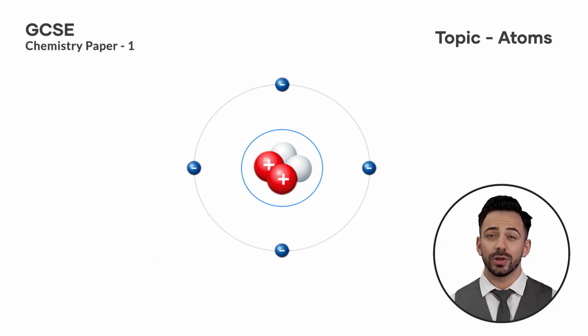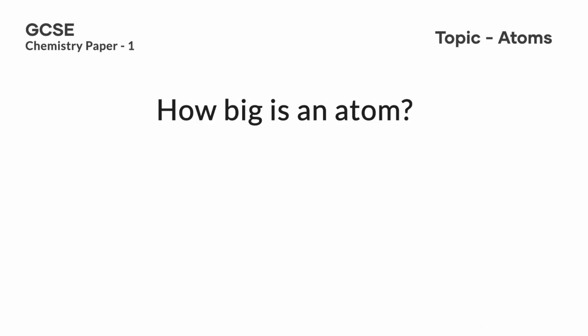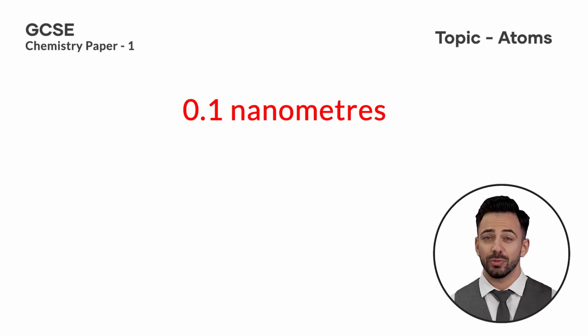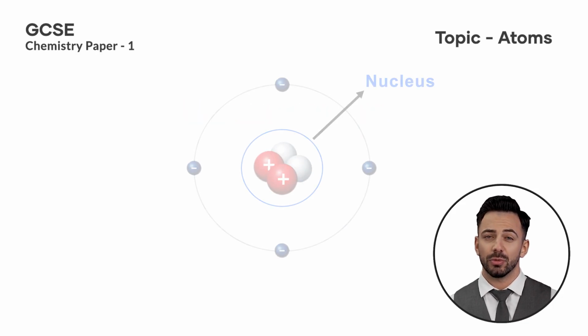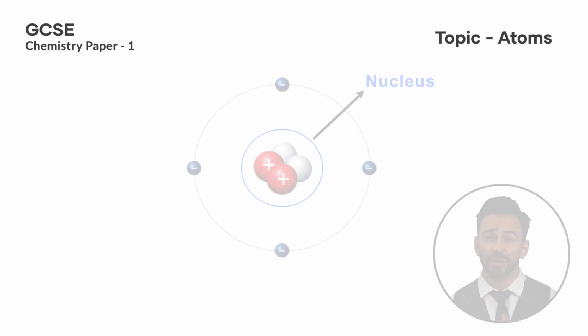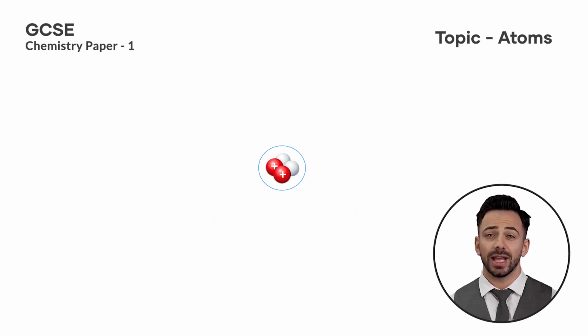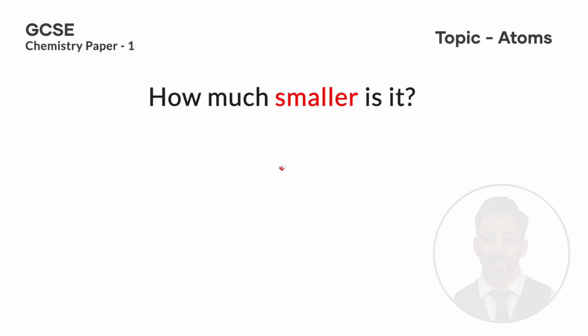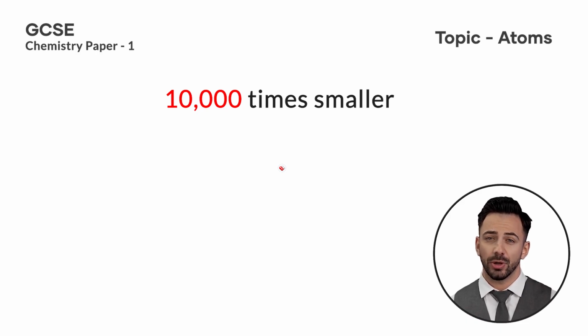Now, atoms are incredibly small. So how big is an atom? The radius of an atom is about 0.1 nanometers, which means you cannot see it, even with a microscope. Inside every atom is a tiny center called the nucleus. You might wonder, where are protons and neutrons found? They are found inside the nucleus. The nucleus is extremely small compared to the rest of the atom. In fact, how much smaller is it? The nucleus is about 10,000 times smaller than the whole atom.